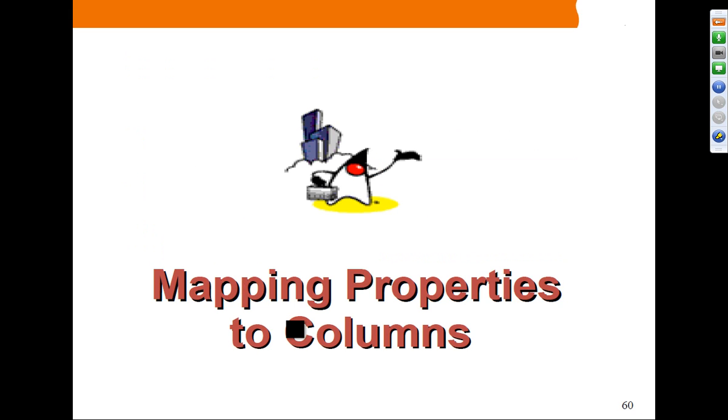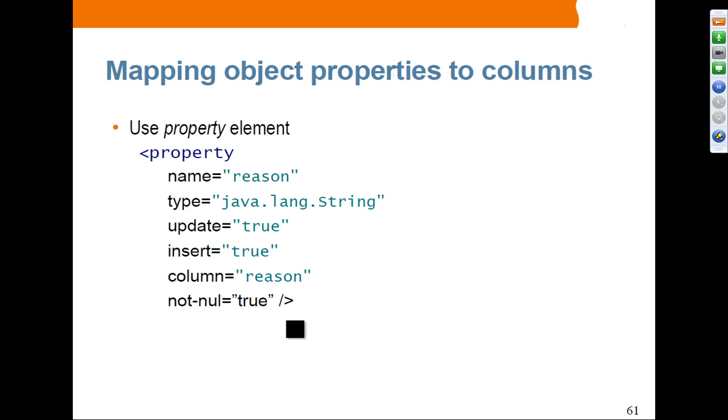Okay, so that is a mapping between class and table. Now, how can we map properties of a class to columns. So this is an example. The property name is reason, so that is the name of your field, the property of your Java class, and the type, update, insert, column, and column. This is the name of the column in the table. Okay, not null true. So this is an example.